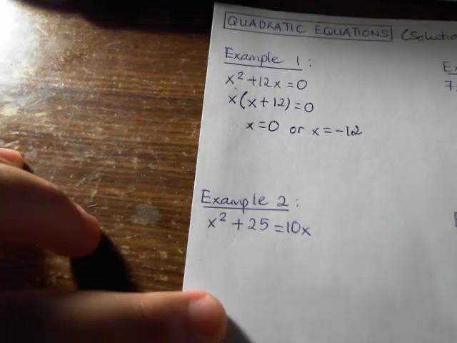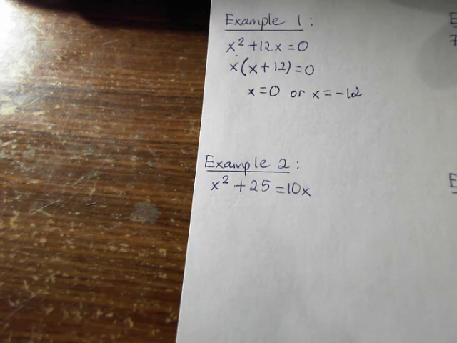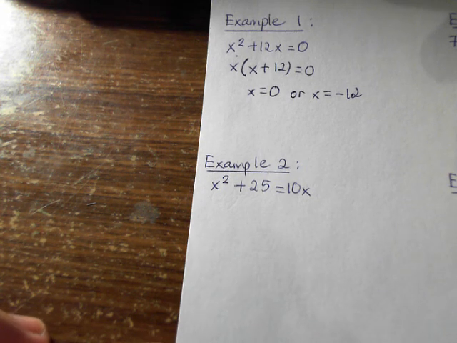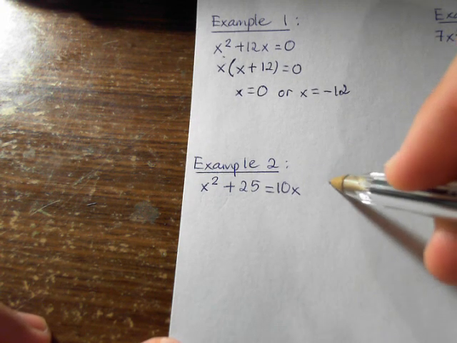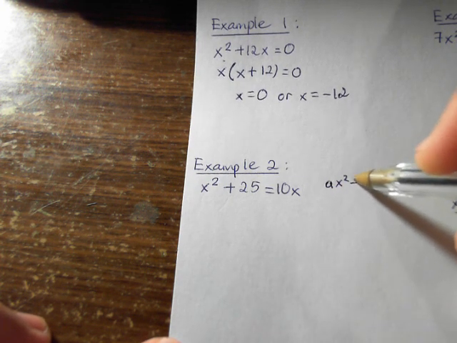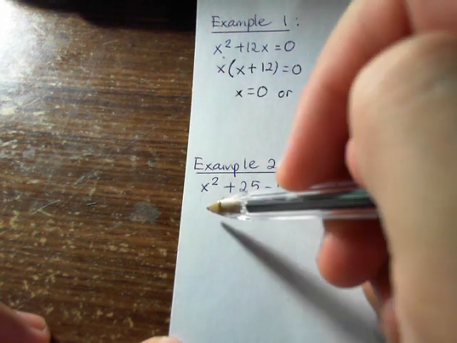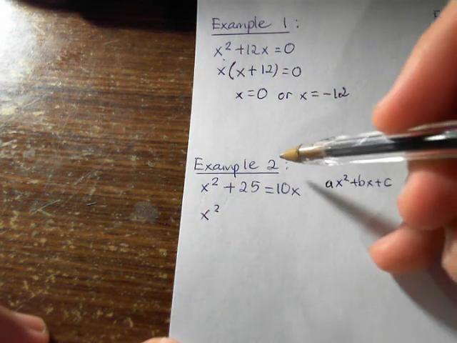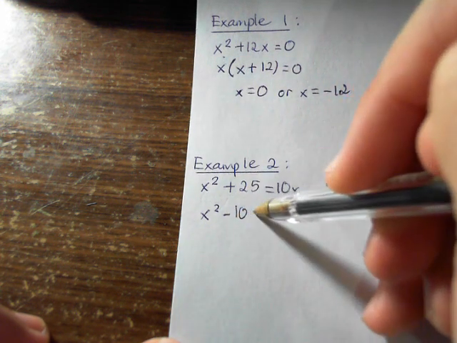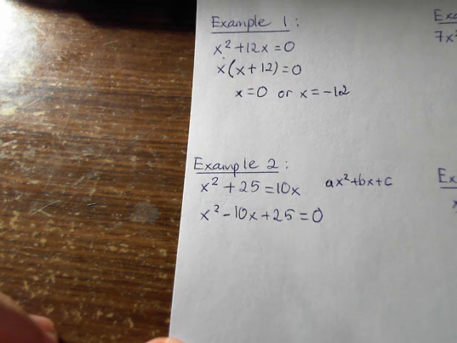In example 2, you have x squared plus 25 equals 10x. In this example, we have to rearrange it and make sure that the equation is in the quadratic form of ax squared plus bx plus c. So we have x squared, and 10x is on the right hand side. If we bring it over to the left hand side, it becomes x squared minus 10x plus 25, and that is equivalent to 0.